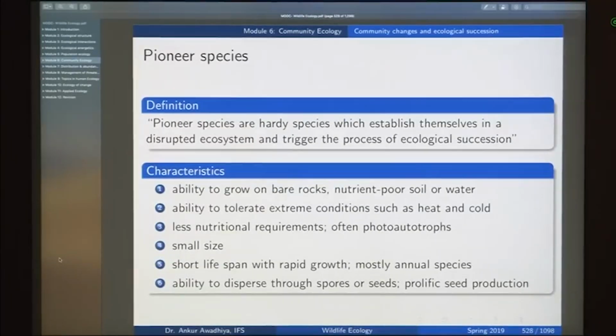Next, we defined pioneer species. So, these are hardy species which establish themselves in a disrupted ecosystem and trigger the process of ecological succession. Now, typically these species have the ability to grow on bare rocks, nutrient poor soil, water. So, they do not have a very high nutritional requirement. They are pretty hardy species because they have to tolerate bare sun and maybe even very cold conditions, and they are also species that are able to release copious amounts of seeds or spores, because of which they are able to move into any new area.